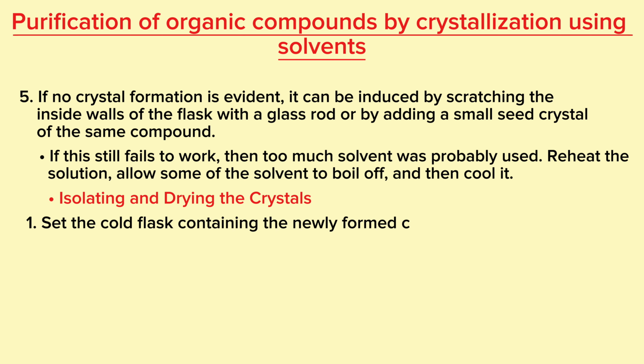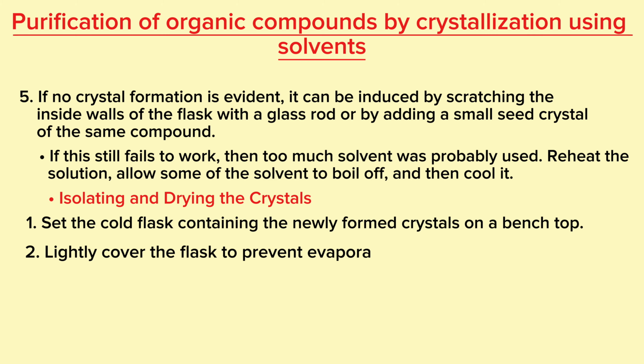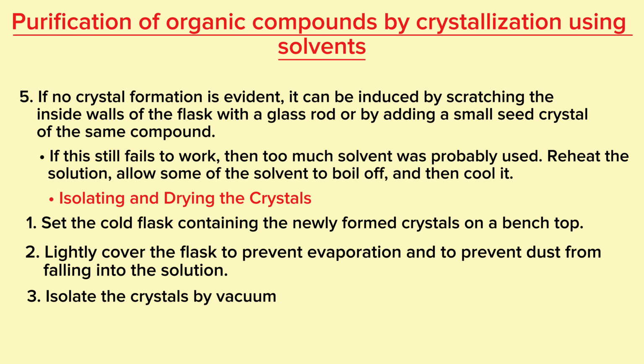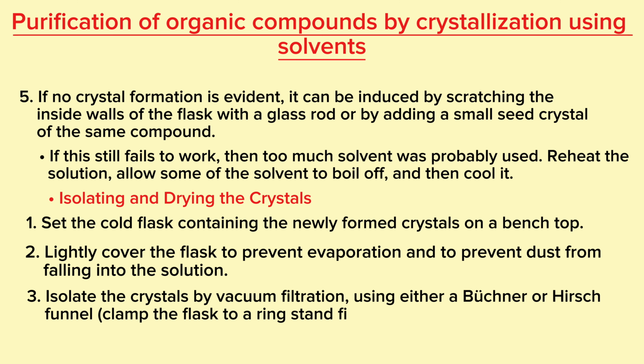Set the cold flask containing the newly formed crystals on a benchtop. Lightly cover the flask to prevent evaporation and to prevent dust from falling into the solution. Isolate the crystals by vacuum filtration, using either a Büchner or Hirsch funnel. Clamp the flask to a ring stand first.